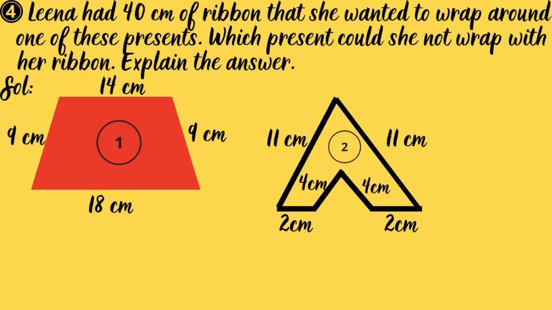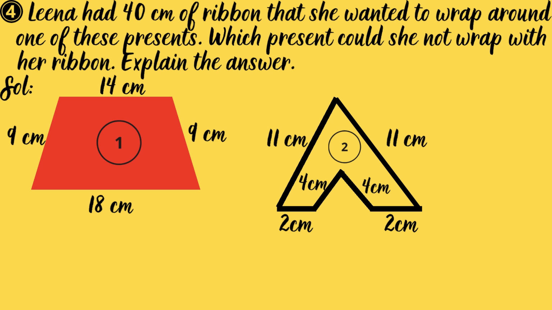Our fourth problem is: Lena had 40 centimeters of ribbon that she wanted to wrap around one of these presents. Which present could she not wrap with her ribbon? Explain the answer. Now, the first figure, the first present, is a trapezium, and the second one is another figure which is given.